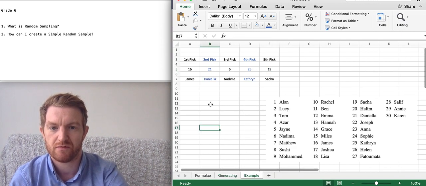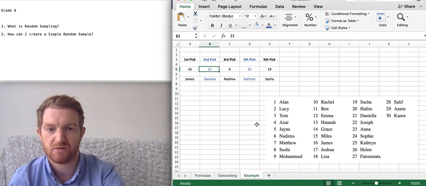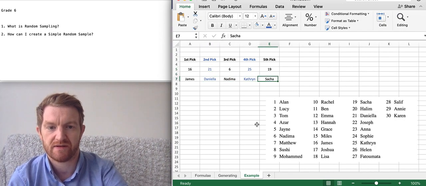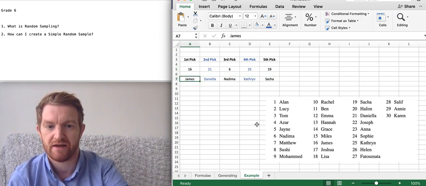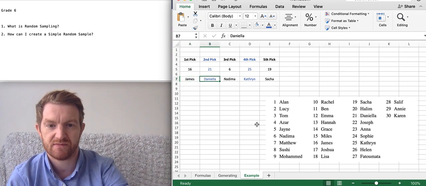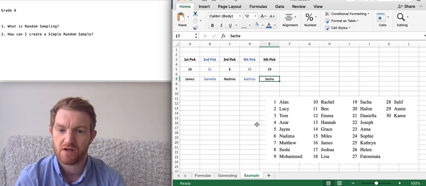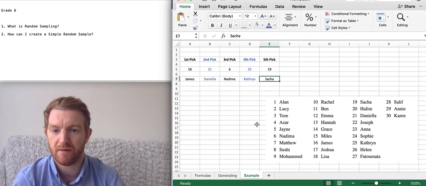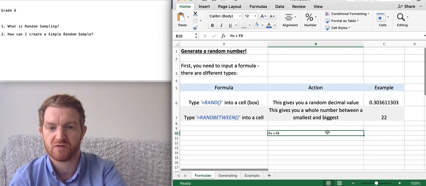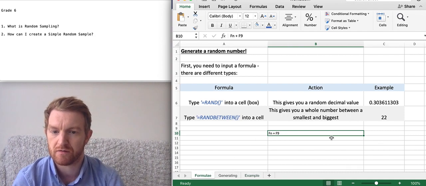So for example, if I picked 16, 21, 6, 25, and 19, well, number 16 is James, number 21 is Daniela, Nadima, Catherine, and Sasha. So I can pick five people at random using my random number formula. And I'll just put that back on the screen there for you.